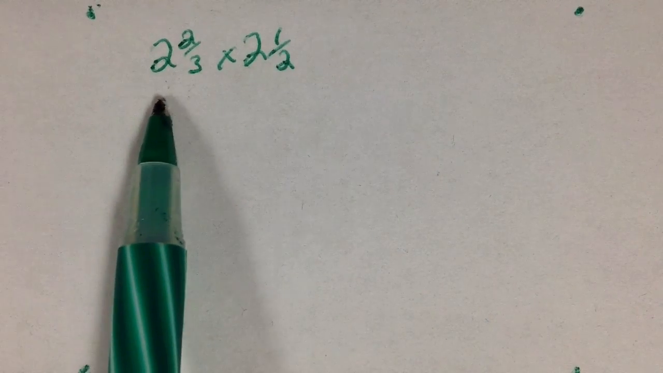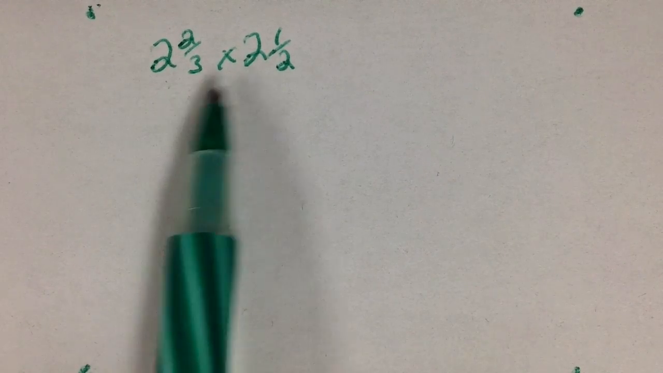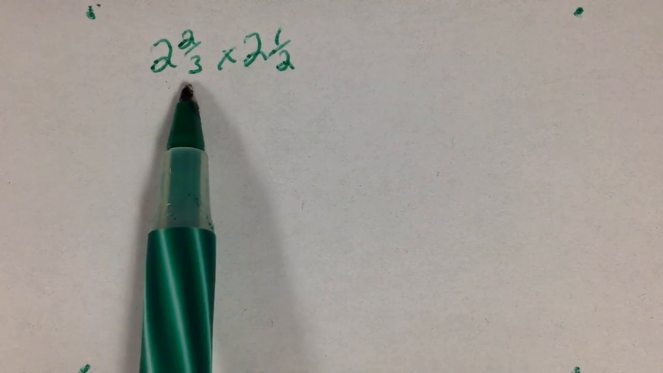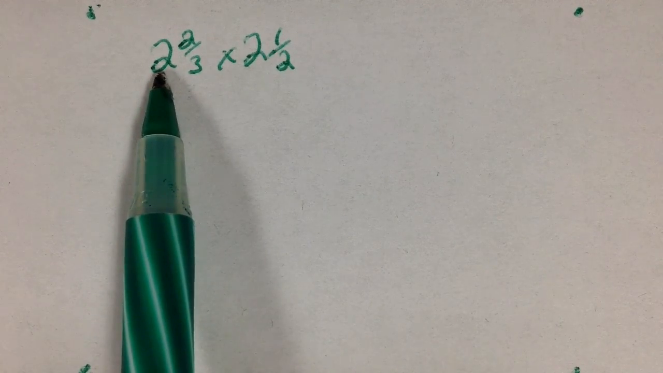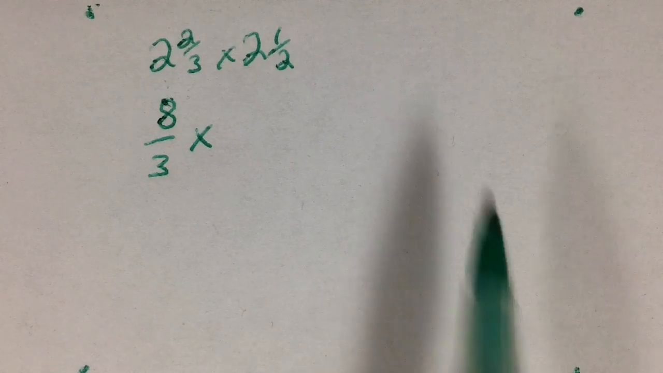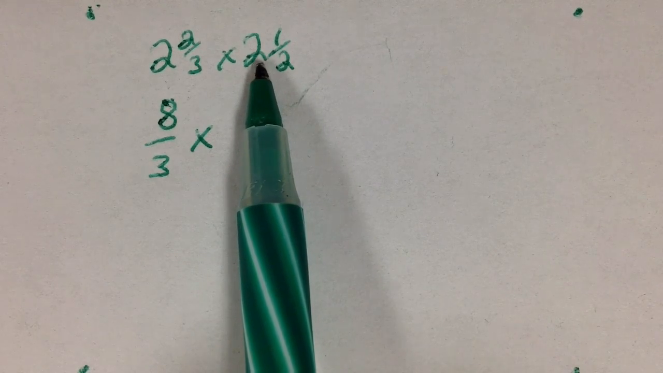All right, now let's look at 2 2/3 times 2 1/2 using calculations. Before you can calculate a mixed number times a mixed number, you need to turn them both into improper fractions. So I'm going to take 3, the denominator, times 2, the whole number, which is 6, and add 2 more thirds, which is 8, so a total of 8/3. And I'm going to multiply that by 2, the denominator, times the whole number 2, which is 4, plus 1 more half, which is 5/2.